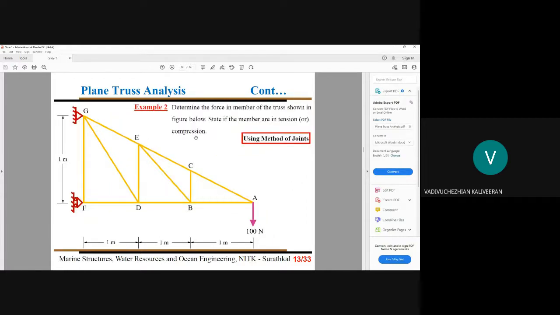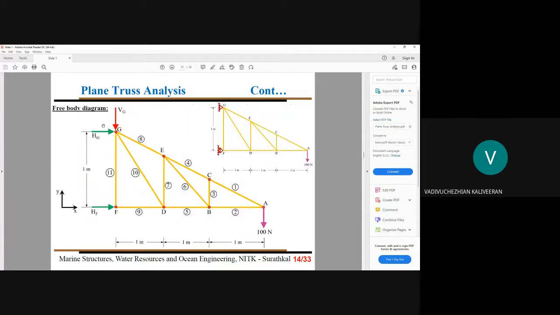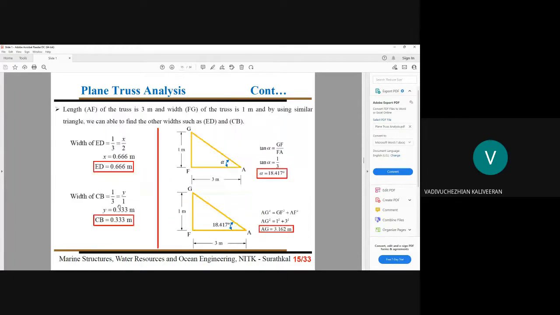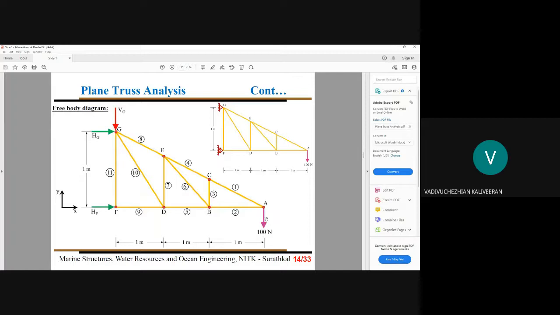You know the free body diagram: this whole truss should have HG, VG, HF, and you have your applied load of 100 Newton. We are trying to name our various members: 1, 2, 3, 4, 5, 6, 7, 8, 9, 10, 11. There are 11 members. How many joints do you have? 1, 2, 3, 4, 5, 6, 7. We have 7 joints.